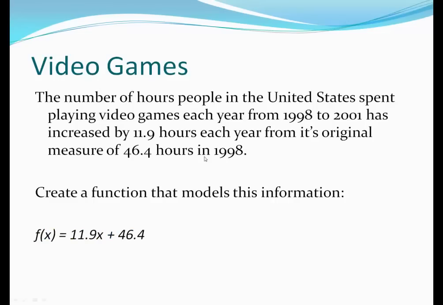So basically what we do is we look for that kind of variable indicator, that word that tells us that this is the value that goes with a variable. So this "each" is what tells us that it's 11.9 hours each year. Remember, when it says each or per, or it's a number that's changing, that's the one that's going to get the variable. And there's 46.4 hours. That's your starting point, so that's your constant. That's what doesn't change. So that's how I came up with this equation here. f of x equals 11.9x plus 46.4.